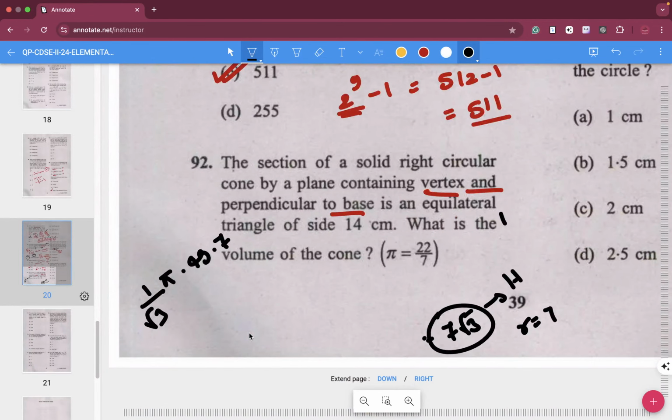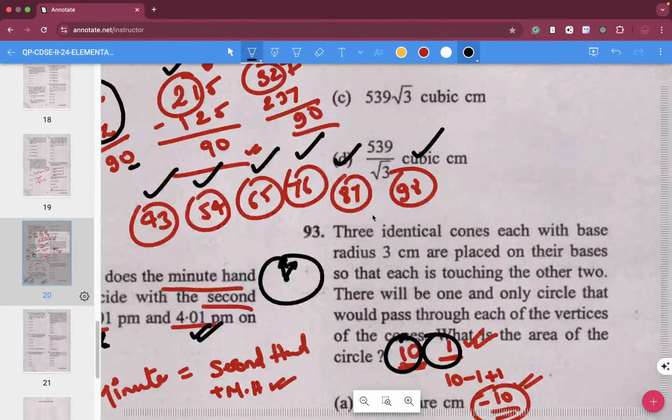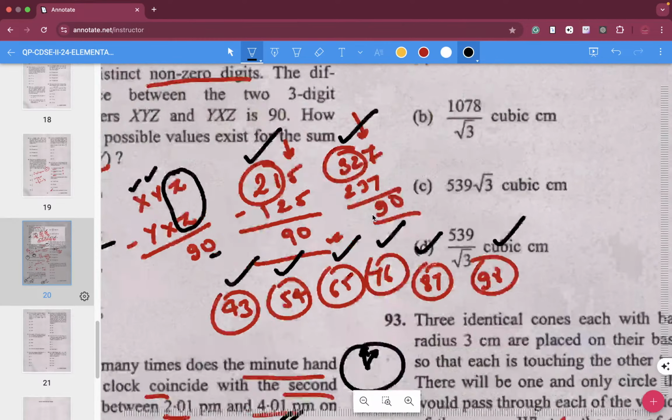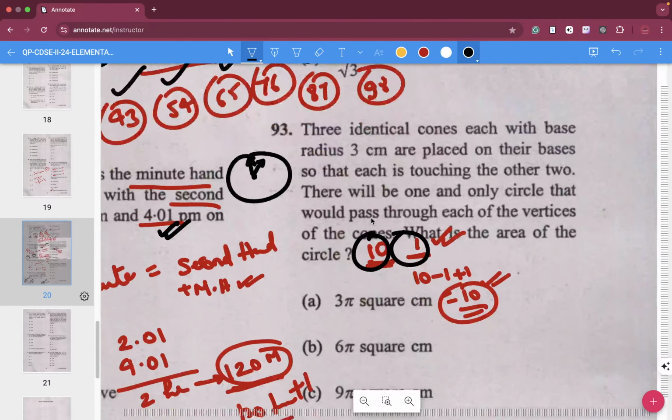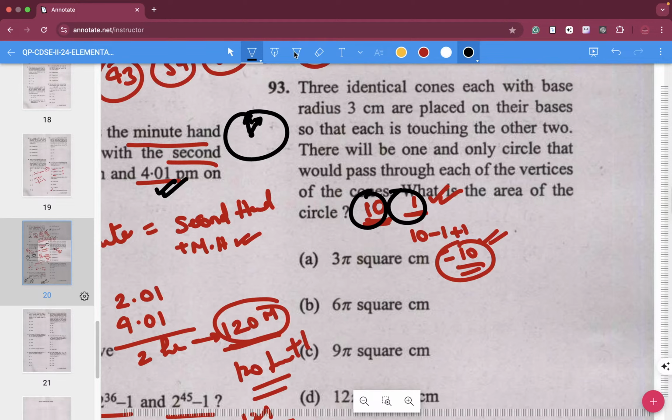Now they have told us to take the value of pi as 22 by 7, so this one is gone, and we have 22 into 49 divided by root 3. If you calculate this, the unit digit will be 8 for sure, and in the denominator you have root 3. So B is going to be the correct answer for this particular question, folks. All right, we will move to the next question.